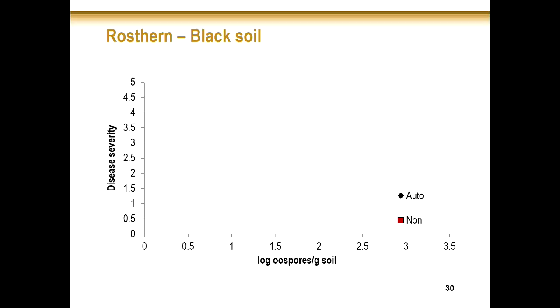So for the black soil zone, these are soils that were taken from Saskatchewan in their black soil zone. The first thing that we look at is what happens in the soil if we autoclave it. So there's nothing, everything's killed in the soil, and then we add Aphanomyces back to that soil to see how much we need to cause disease. So here we're looking at oospores along the x-axis, disease severity, and you can see that there's a nice linear relationship.